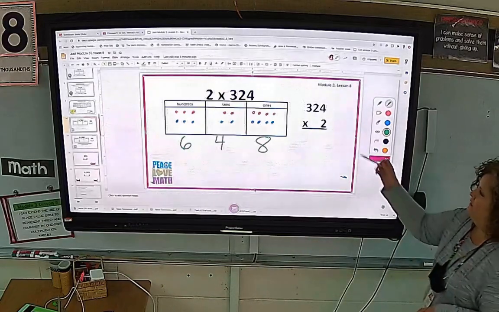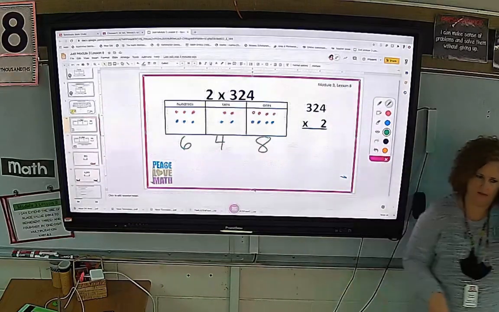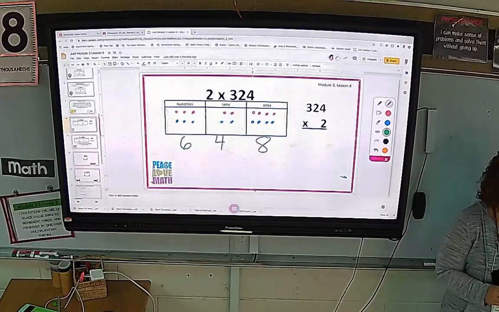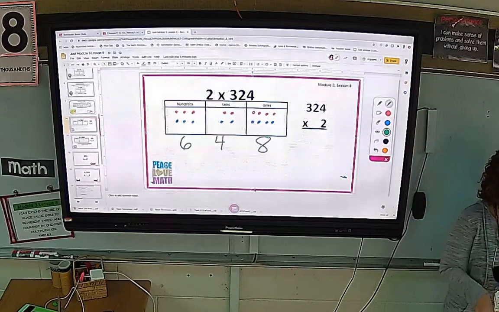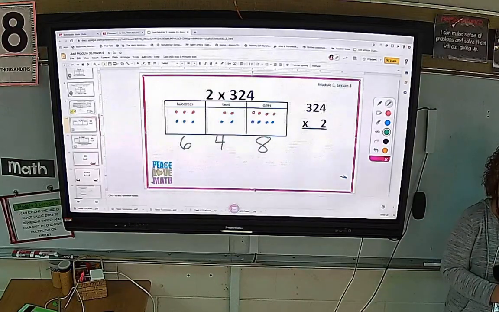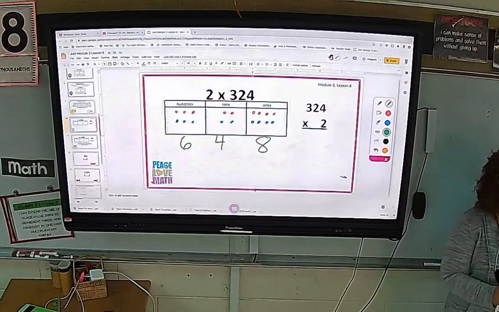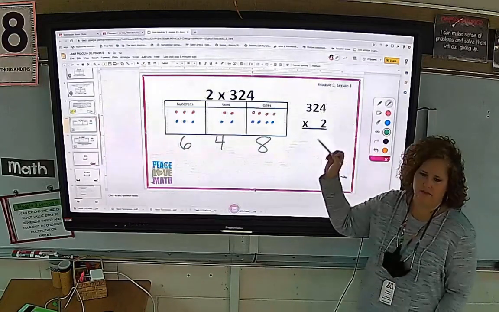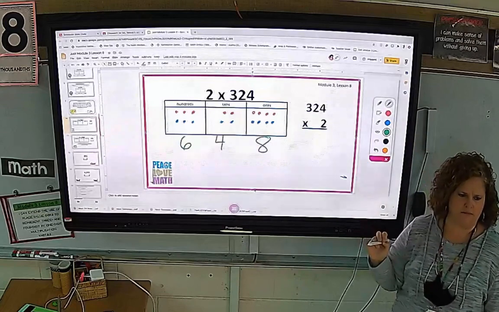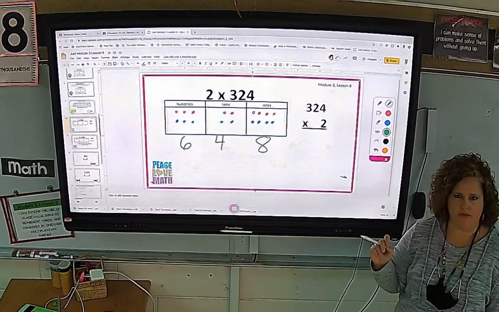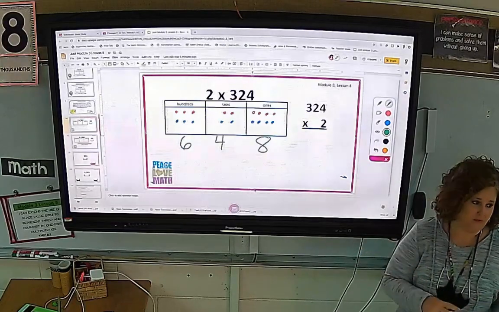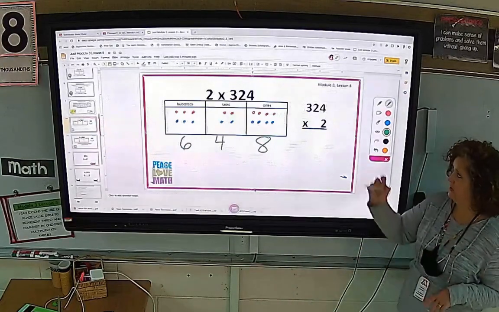Okay. This is called partial product. Raise your hand if you've ever heard of that before. Partial product. How many of you have heard of it before this year? Before this year? Okay. A couple of you. All right, so this is how this works. This is almost going to look like the standard algorithm, but it is different. Let me show you how it's different.